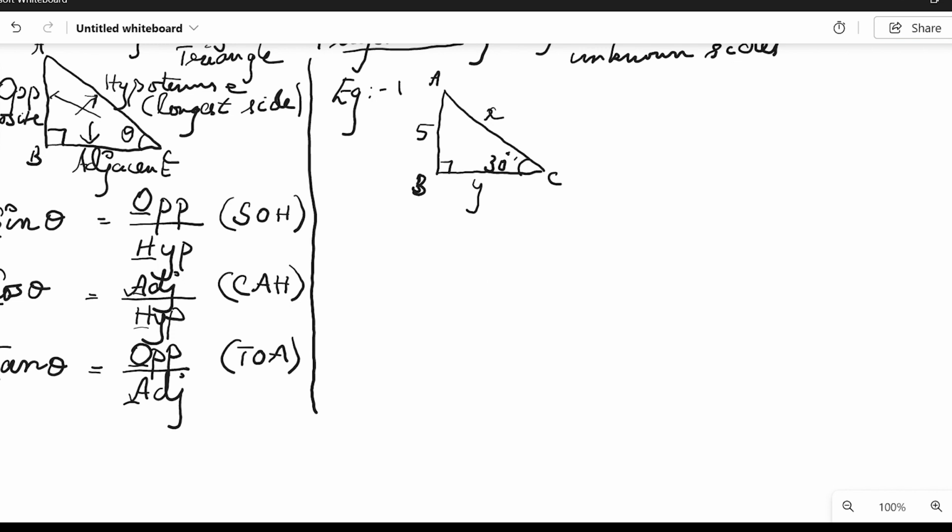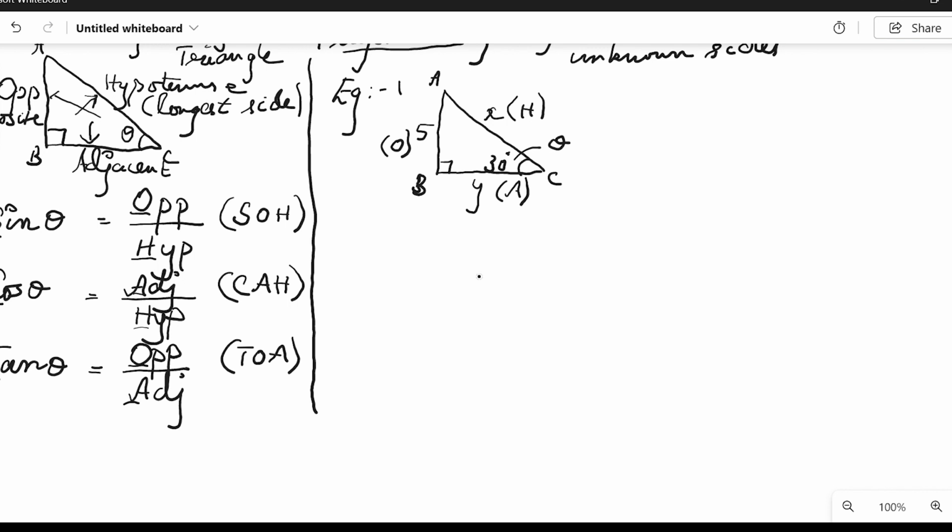If this is considered to be theta, then this one is called the opposite side, this one is called the hypotenuse, and this one is called the adjacent. Come on, let's see how we are going to find the other two sides by using only these two pieces of information.